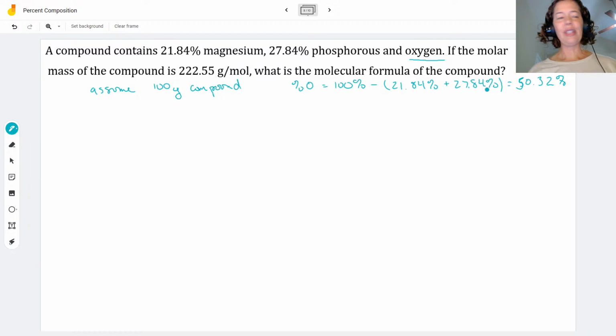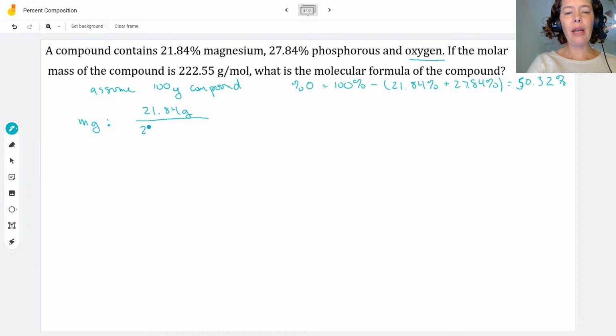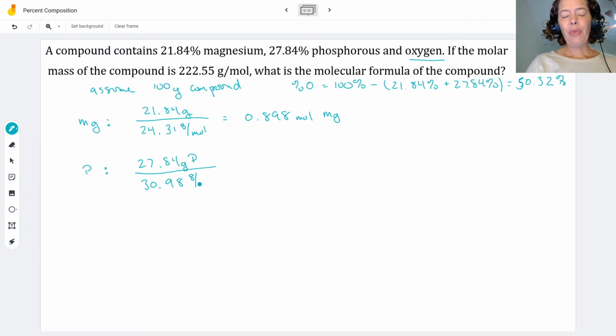Now we're ready to do the rest of our calculations. Magnesium. Okay, taking 21.84 grams of compound divided by the molar mass for magnesium, we get 0.898 moles of magnesium. Let's go on to phosphorus. We have 27.84 grams of phosphorus divided by the molar mass of phosphorus, which is 30.98 grams per mole. And that gives us 0.899 moles of phosphorus. So it's looking like we've definitely got a 1-to-1 ratio here. But we have oxygen still, so we're not finished yet.